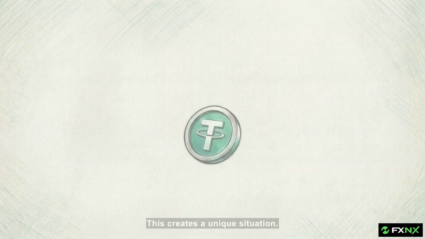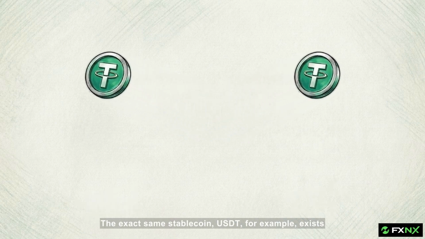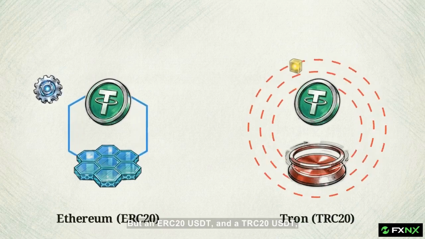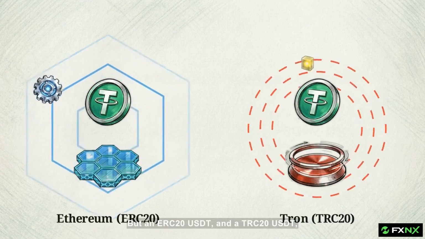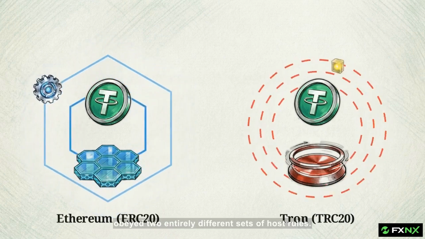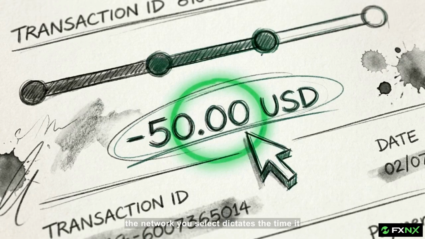This creates a unique situation. The exact same stablecoin, USDT for example, exists on both networks simultaneously. But an ERC20 USDT and a TRC20 USDT obey two entirely different sets of host rules. Because these underlying frameworks dictate how transactions are verified and prioritized, the network you select dictates the time it takes to settle and the fee required to execute the transfer.